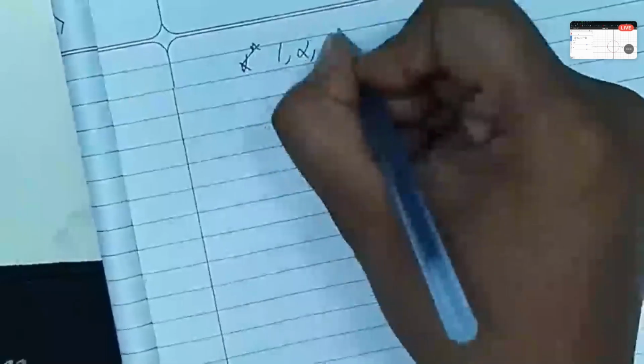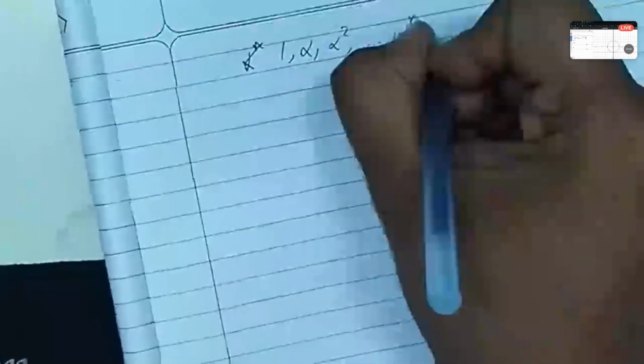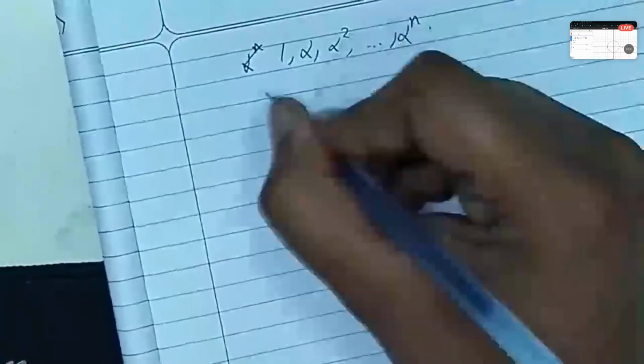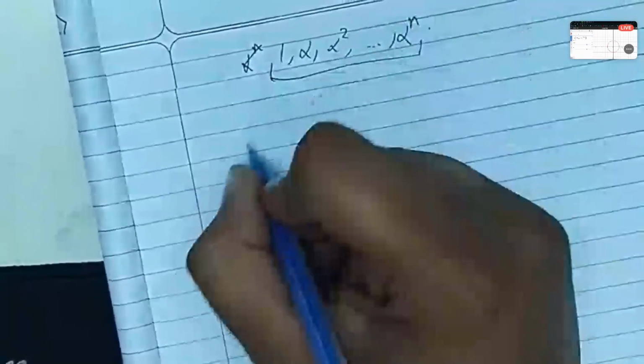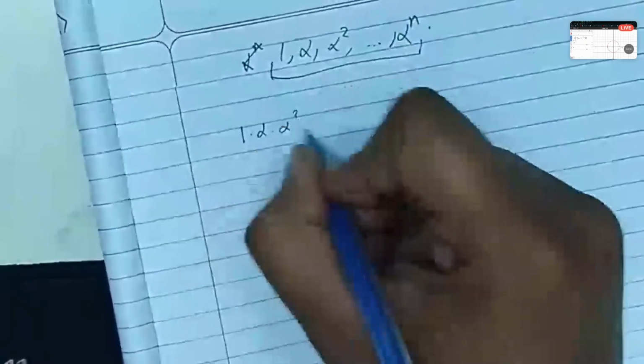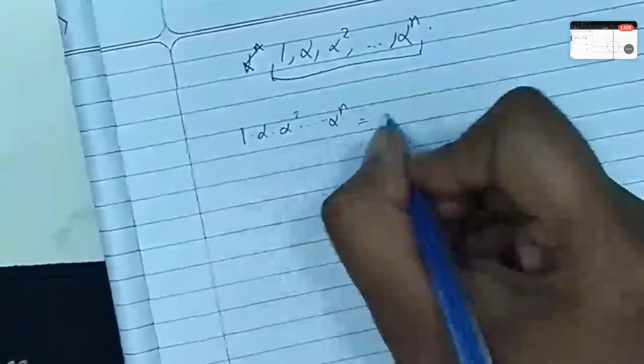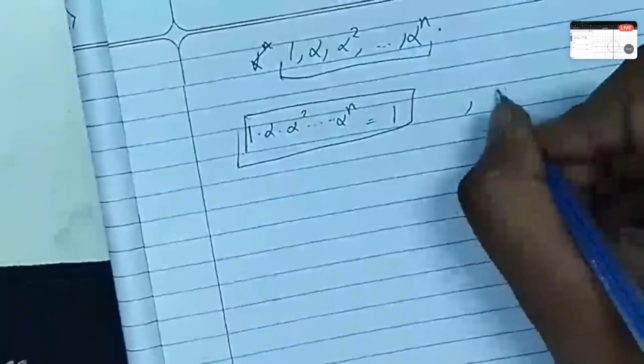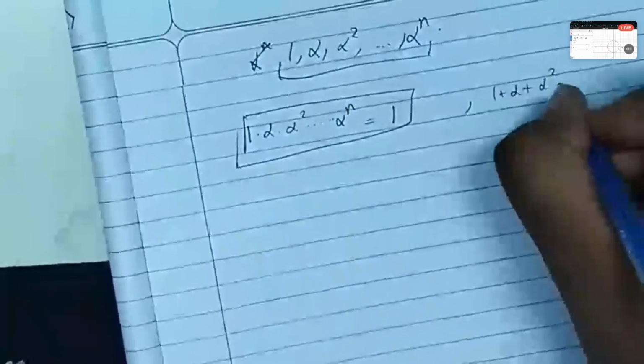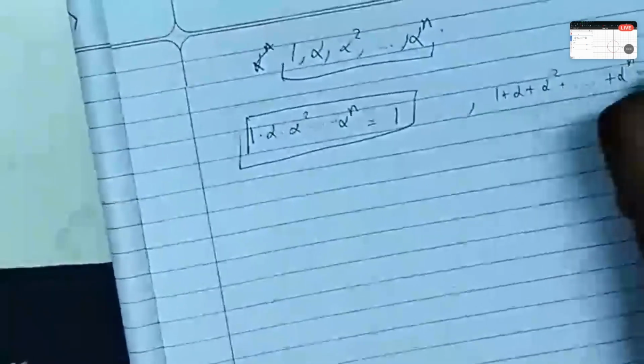Now all these roots also have one thing in common. Let's say there are n roots. They can all be written as 1, alpha, alpha square, up to alpha to the power n minus 1. These are the n roots. The product of all of these has to be equal to 1 and the sum has to be equal to 0.